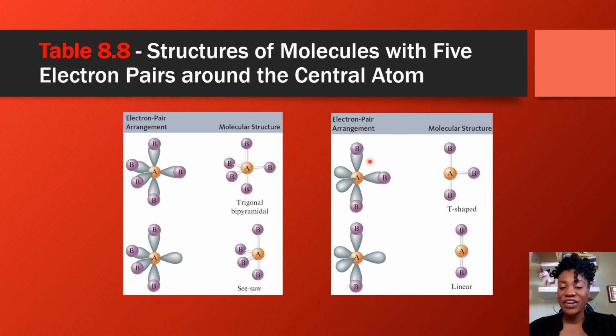If you look here, we still have a trigonal bipyramidal electron pair arrangement, but now we have 2 lone pairs and 3 bonding pairs. And so if we look at our bonding pairs, we notice that our molecular structure has changed and is now T-shaped. If we have 2 bonding pairs and then 3 lone pairs, then our molecular geometry changes to linear.